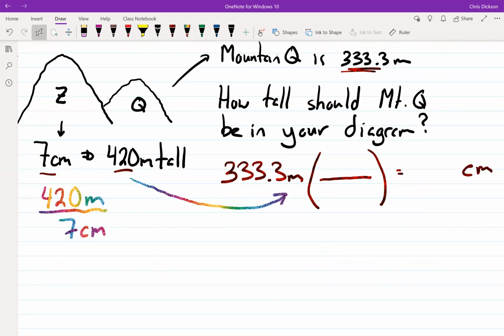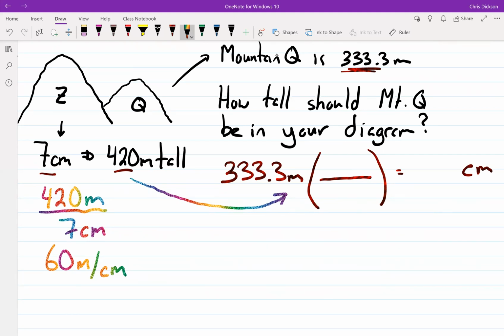It's not going to work out nicely because those numbers do not divide evenly into each other. It's going to be a remainder left over. So 420 divided by 7. Oh, I lied. Sorry, they do divide nicely. Oh, silly me. Got my kids running around. Got 60 meters per centimeter. So that would mean for every centimeter on your diagram, that equals 60 meters in the real world.